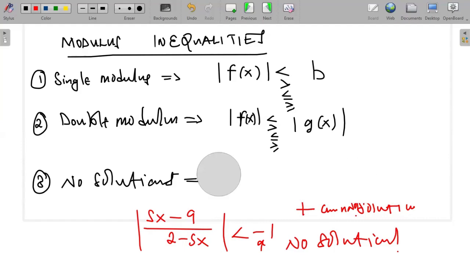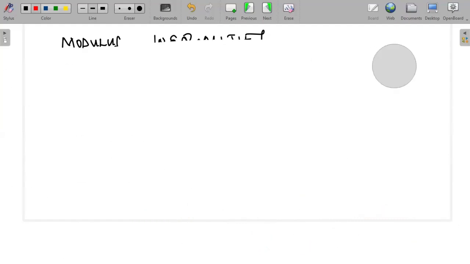And then the single modulus one, we can talk about the single modulus one. So we use an example. Before I even give an example, let me give the general rule that you use.